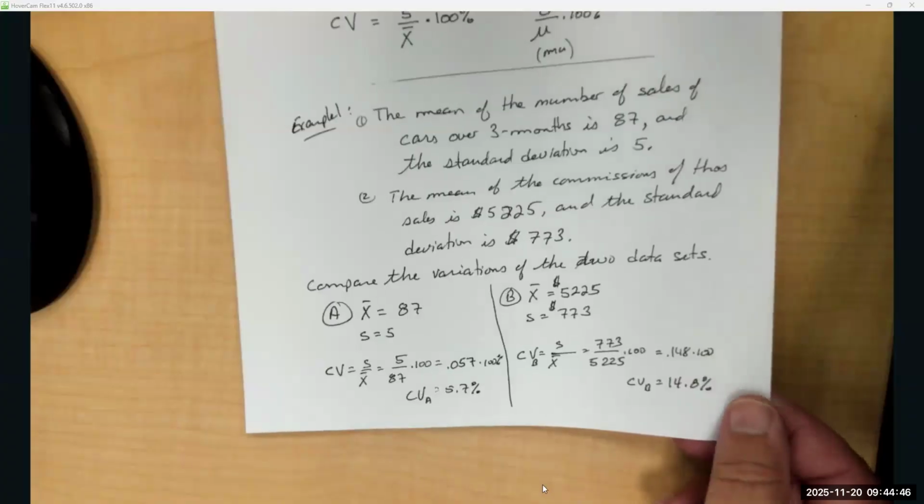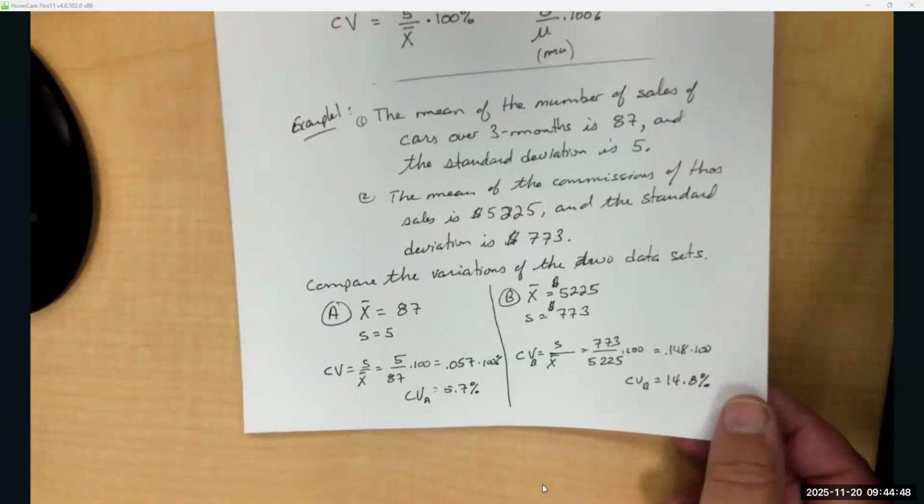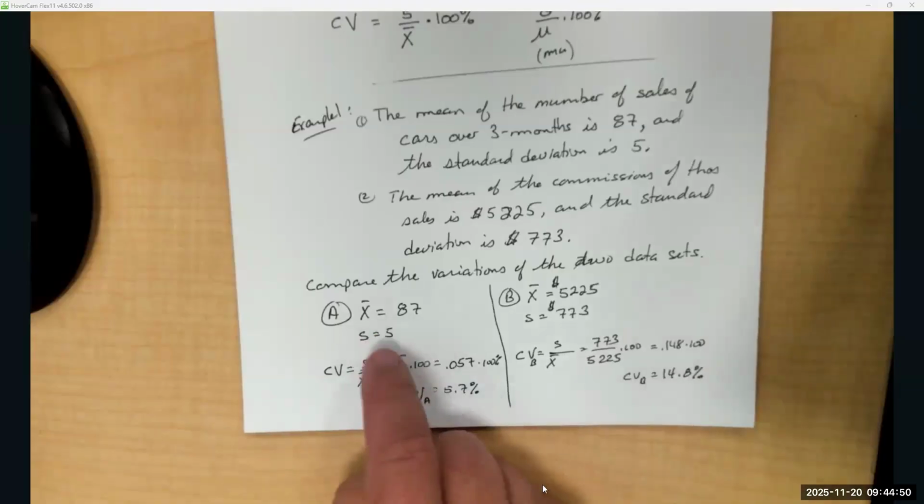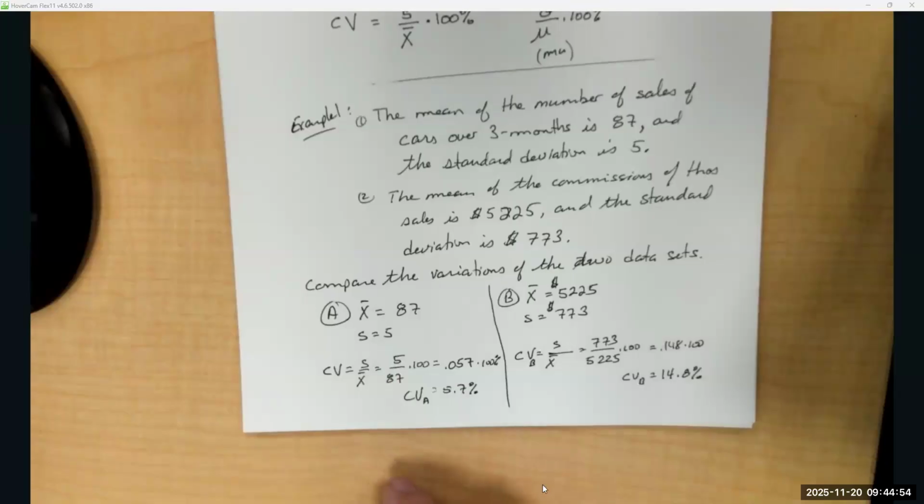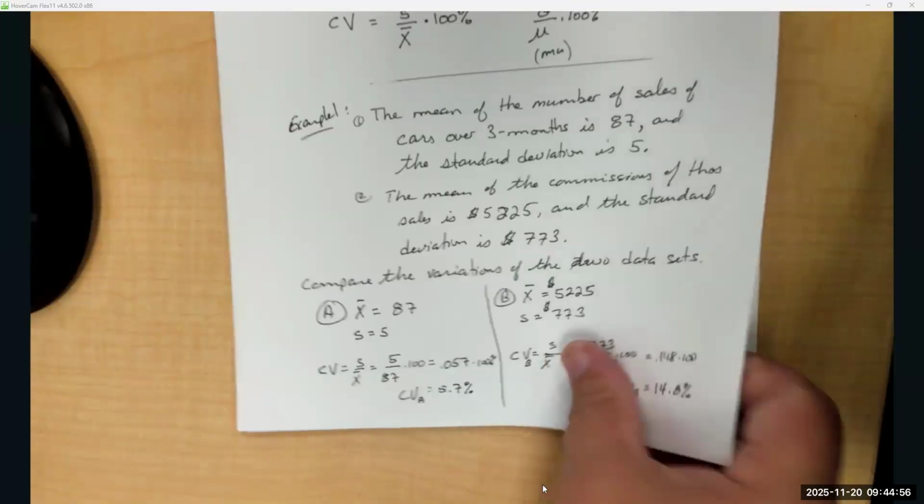You want to do another one? You're okay with that? Because all it is is your deviation over your mean times 100. So let's move on.